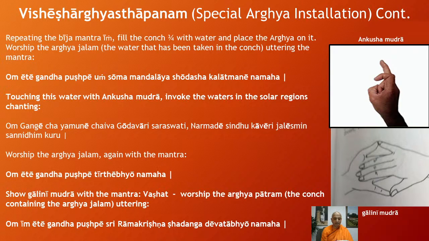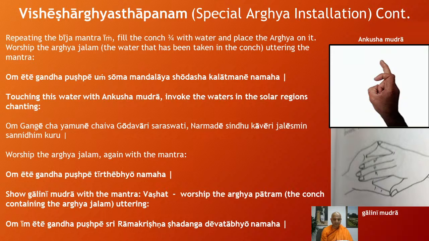Kalatmane namaha. Generally, because visarga is a half letter, it's always halanta. Namah. Few people will say namah. For easier pronunciation, we will do it as namaha. So shodasha kalatmane namaha. Om Ete Gandhapushpe Somamandalaya Shodasha Kalatmane namaha.